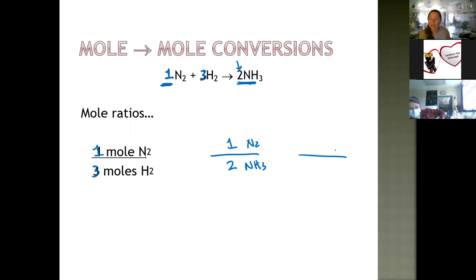I could also put together a ratio of hydrogen to ammonia. What would be my ratio here? 3 hydrogens to 2 ammonias. 3 to 2. I could also take the reciprocal of all of those. Math people, tell me, what even is a reciprocal?